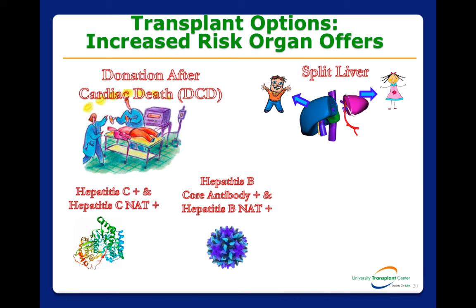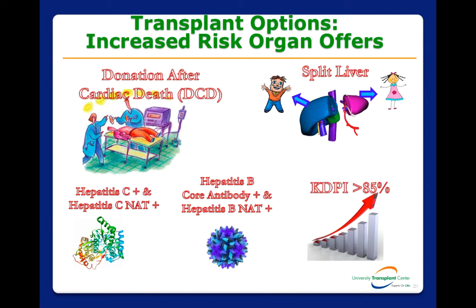Patients who test positive for hepatitis B core antibody will also be listed as accepting hepatitis B NAT positive organ offers. The transplant center has determined the risk of developing hepatitis B is much lower than the risk of death on the waiting list. Hepatitis B treatment will be available to patients who accept this type of organ. It is the patient's responsibility to remain up to date with hepatitis B vaccinations and booster shots.